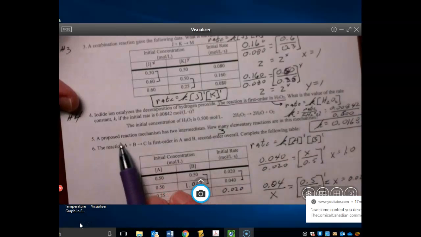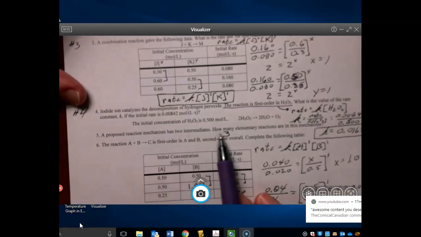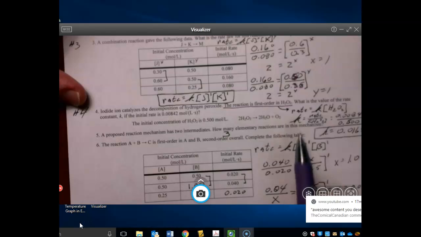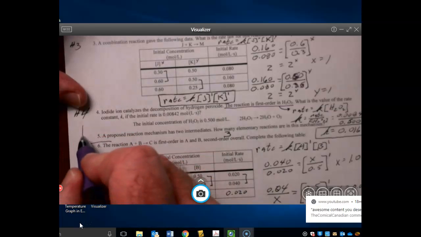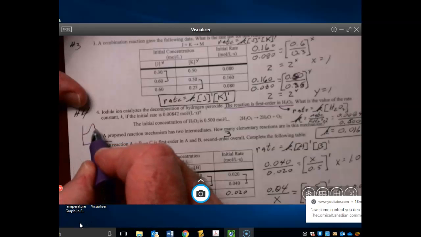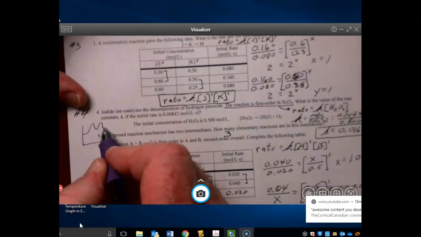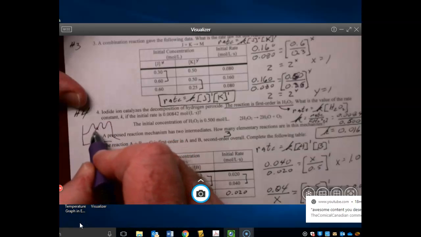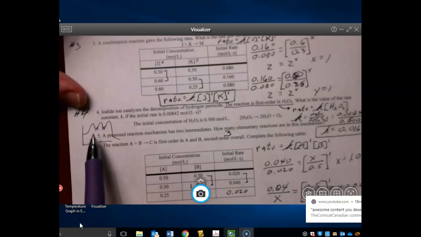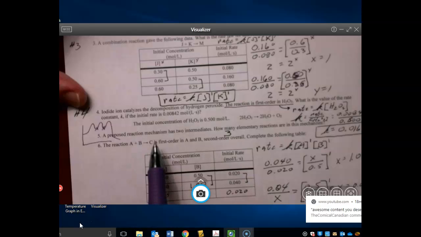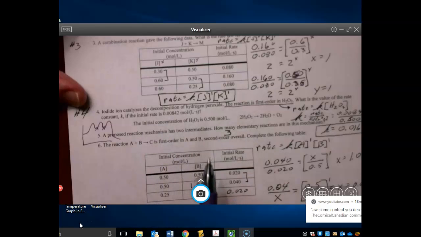Number 5 says a proposed reaction mechanism has two intermediates. How many elementary reactions are in this mechanism? Well, if there are two intermediates, that must mean, if we make a quick little energy diagram, that there are two valleys. So one valley and two valleys. Okay, so those would be the two intermediates, two valleys. So that would be a 1, 2, 3 step reaction. In order to have two intermediates, it has to be 3 elementary reactions, or a 3-step reaction.